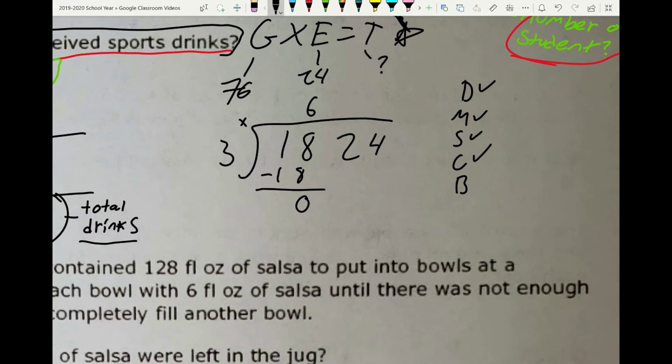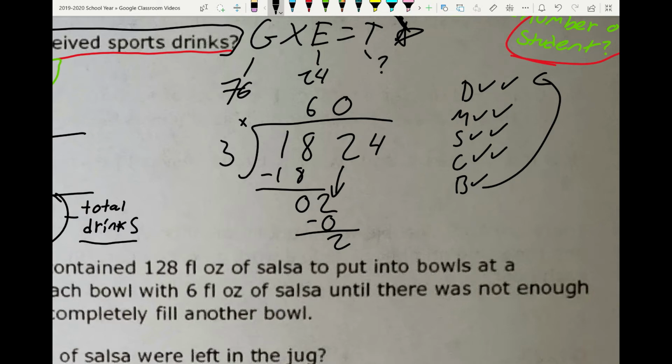Okay, now time to bring it down. Then I go back all the way up again. How many times can 3 go into 2? 0 times. Okay, I divide in. Now I multiply. 3 times 0 is 0. Now I subtract. 2 minus 0 is 2. Now I check. Is my difference smaller than my divisor? Yes, it is. Now I bring it down again.